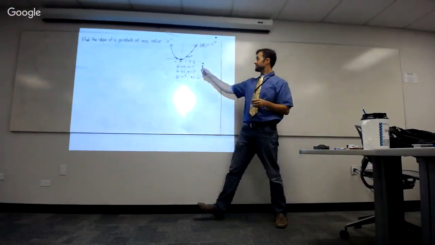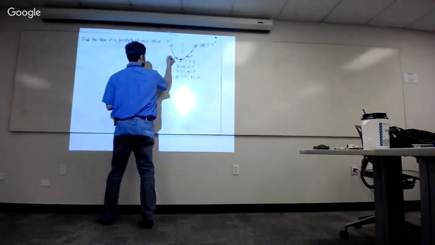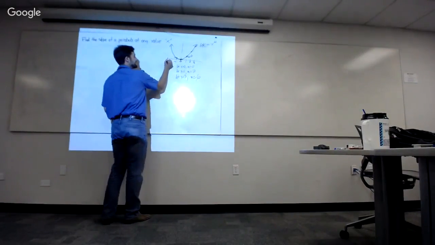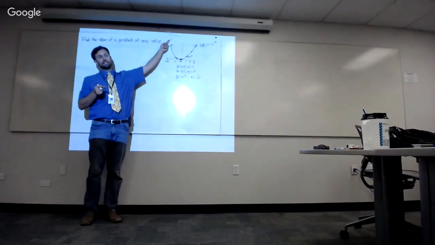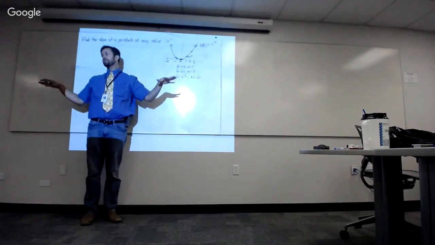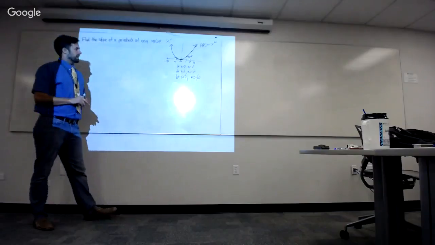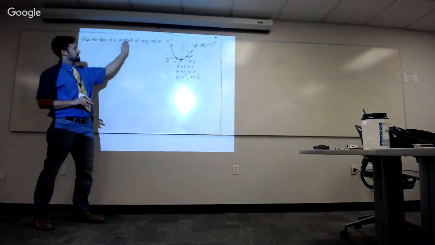If you could choose any random point, like even if you said right now, I choose the value -13, I can tell you the slope at -13 in less than a second. And you all will be able to do that too. Okay, so we're going to find the slope of a parabola at any value x.